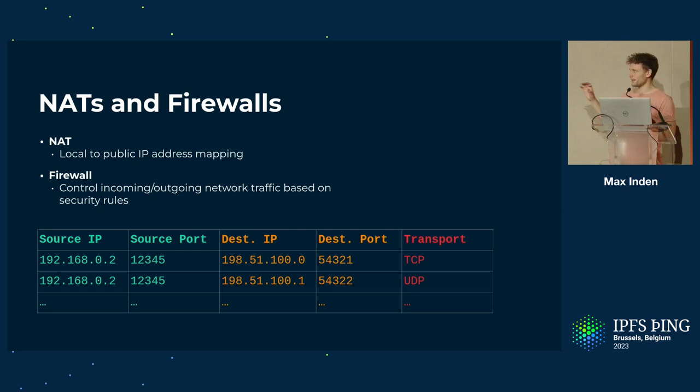Then the one thing that we're going to work with during the talk is the NAT table. It's just a representation, right? Every model is wrong, but this one is actually useful. You have a table of five-tuples: source IP, source port, destination IP, destination port, and then the transport protocol. Every router, or in most cases the NATs and firewalls are actually in the router, keeps track of this table. And we need this later on to do the hole punching.